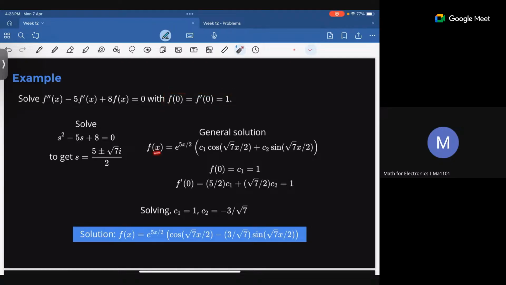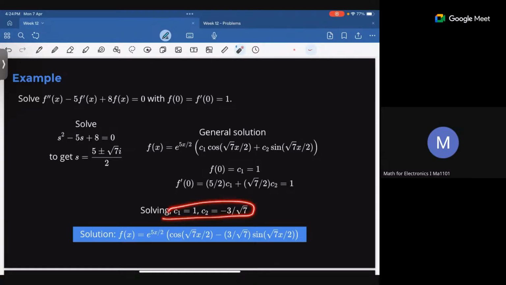So substitute x equals 0. If you substitute x equals 0, the sine term will vanish because sin 0 is 0, cos 0 is 1, and e^0 will be 1. So you will have f of 0 equal to c1, which is equal to 1. Similarly, I differentiate this and then substitute x equals 0 to get the other constant, which is c2. If you do that, you will get c2 to be minus 3 by root 7.